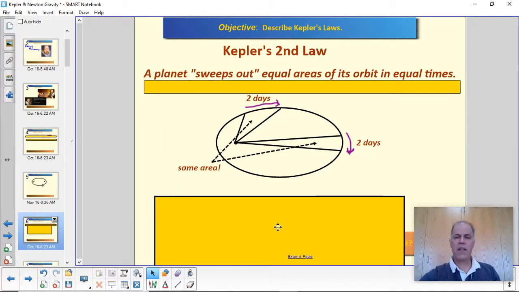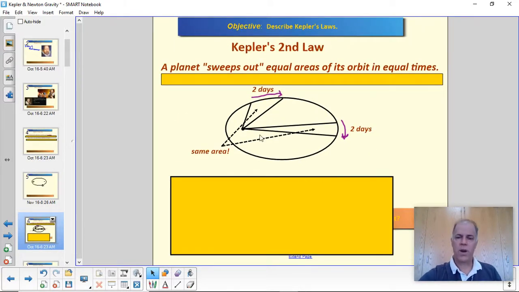This works a lot better in class, but we've made this to make it work. Okay, so here we have our ellipse. The sun is at one focus of an ellipse. Now, as you probably know, the planet is going to go faster when it's close to the sun and slower when it's farther away, because the force of gravity is stronger when you're close to the sun and weaker when it's farther away.